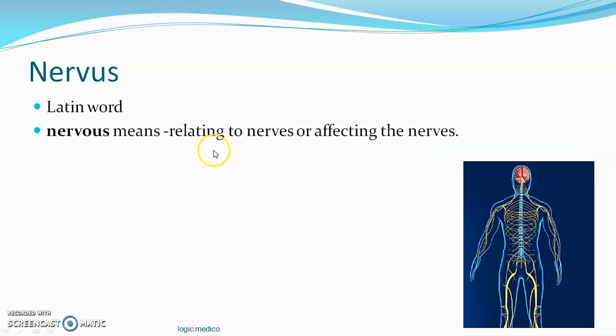And the other word is nervus. It's a Latin word. Nervus means anything relating to the nerves or affecting the nerve. There is a central nervous system, which is the brain and the spinal cord. The cranial nerves coming out of the brain and the spinal nerves coming out of the spinal cord come under the heading called the peripheral nervous system.